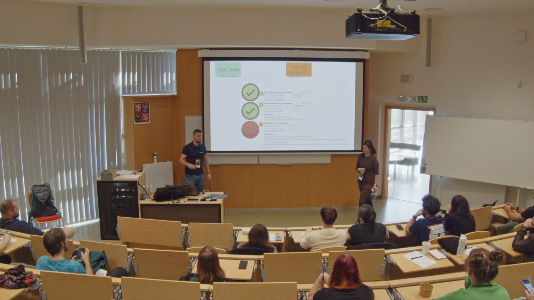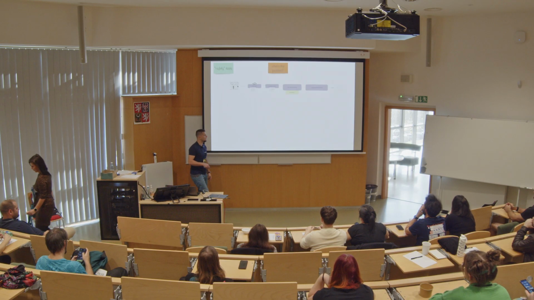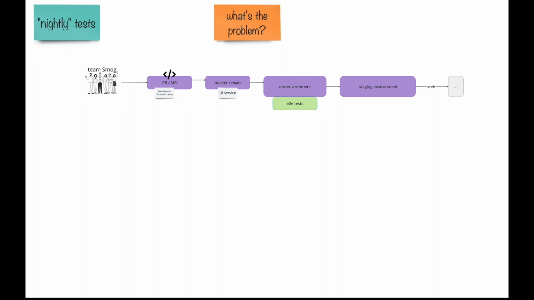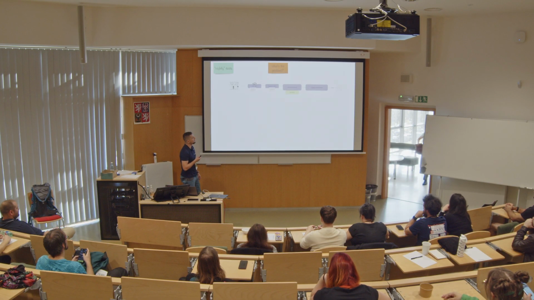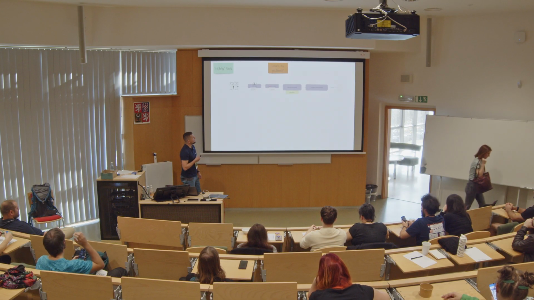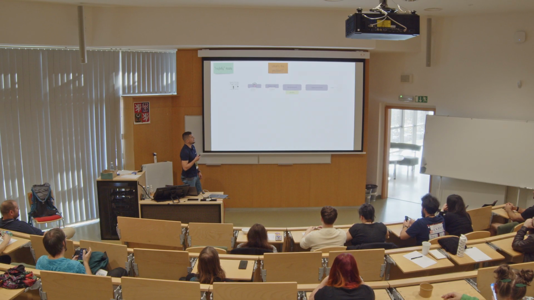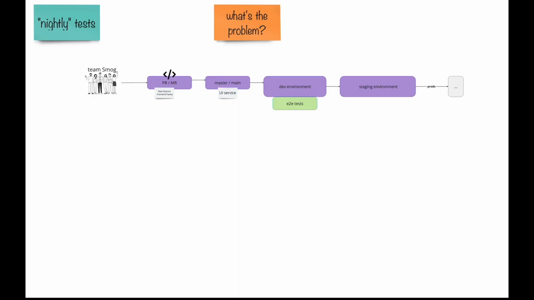Well, you need to understand the problem behind that, what happened before. Imagine this is some kind of development pipeline, and over here sit your nightly tests, because they are so long, for reasons I will explain later. And here is a happy team called Smog, creating a new front-end heavy feature. They are working on this UI service. Whenever they finish the feature yesterday, it goes through the pipeline and is deployed to the development environment, where the tests are about to trigger at night.